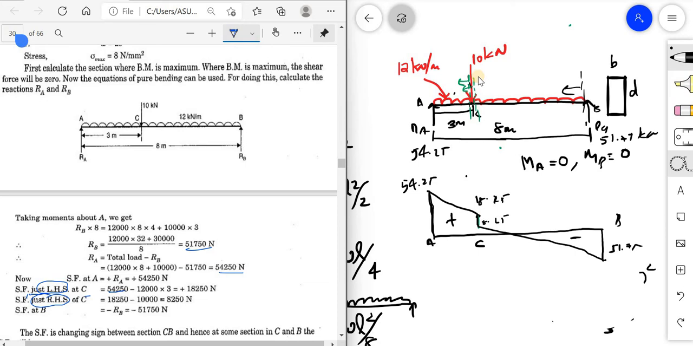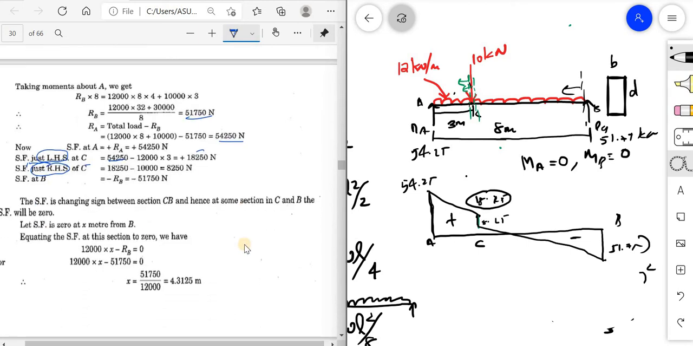By considering the forces to the left, that is 54.25 minus 12 kilonewton into 3, that is 18.25. I am just saying it in kilonewton only. So this is the point. Now again 18.25 minus 10, that is 8.25. And at this B, the shear force is 51.75. So I can draw the shear force diagram like this. From the shear force diagram, it is clear that between the portion C, B, there is a change in shear force. So what from that?